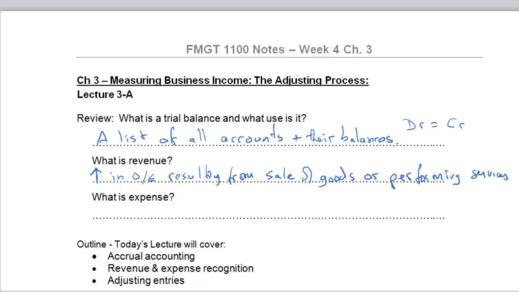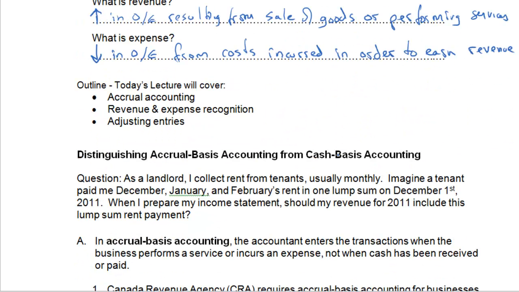And contrast that with what is expense. Well, expense is going to be a decrease in owner's equity, which comes from the costs incurred in order to earn revenue. Okay? All right, so today we will look at accrual accounting, revenue and expense recognition, and adjusting entries.